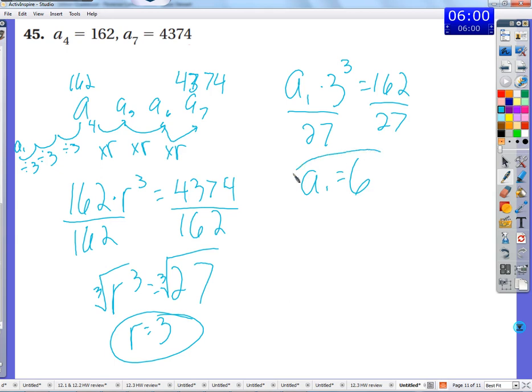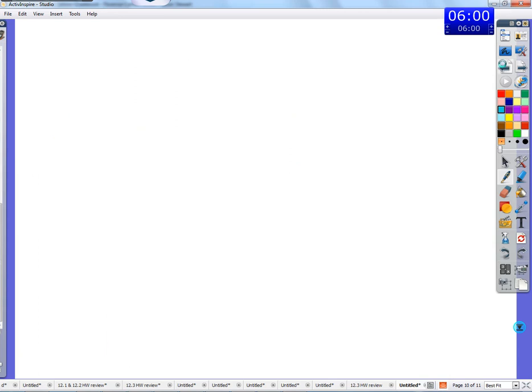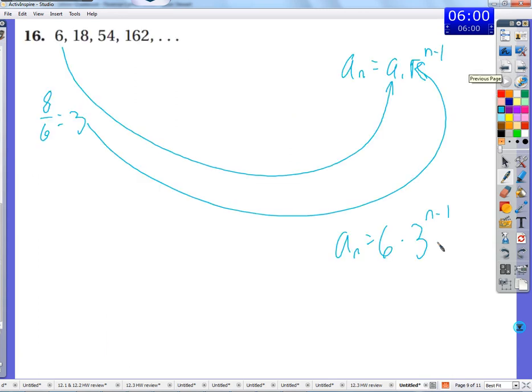Now we have all the pieces we need. All two of those pieces that we need. A sub n equals a sub 1 times r to the n minus 1. And it just so happens it's the same.